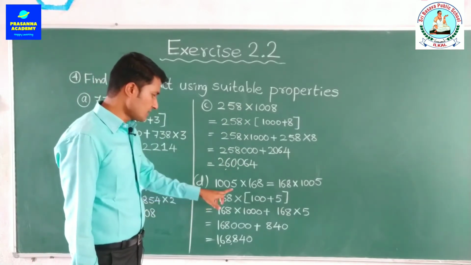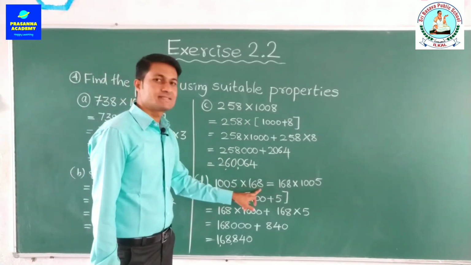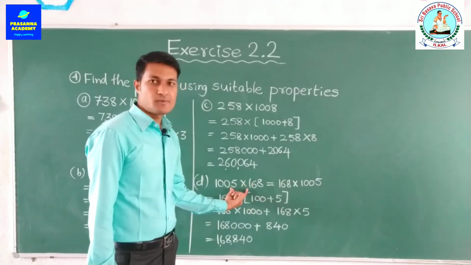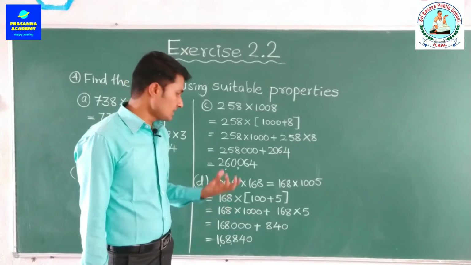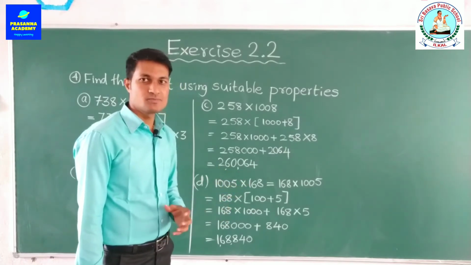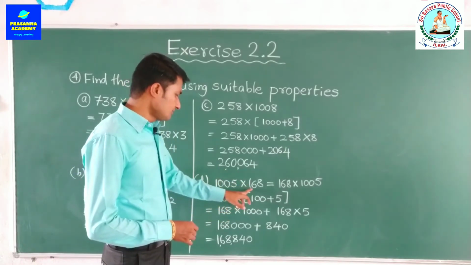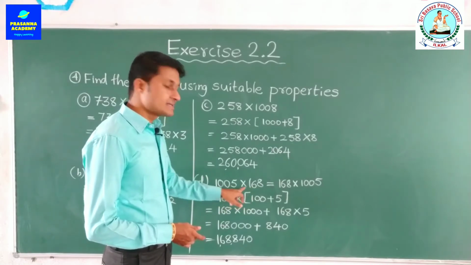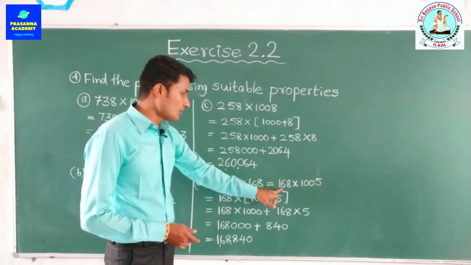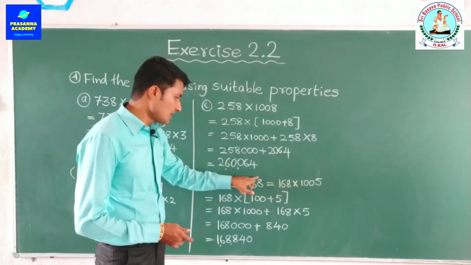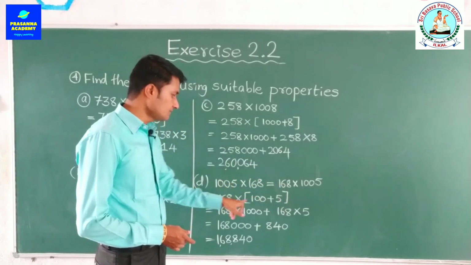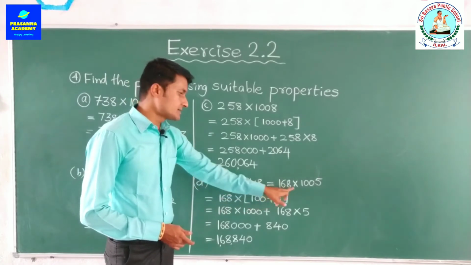Next problem is 1005 times 168. So according to the commutative property, I can change the order of the numbers here. It is nothing but just making my calculation much easier. That's why I am going to change the order of these two numbers. When I change the order, it will look like 168 times 1005. It is just like 168 gone here and 1005 has come here. So it is a new arrangement.